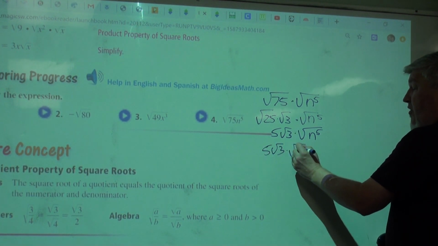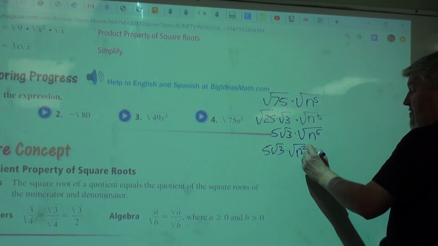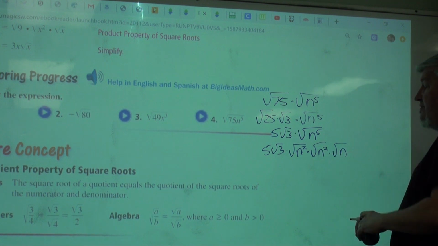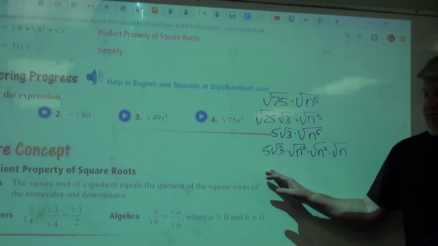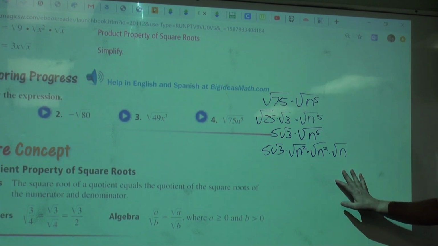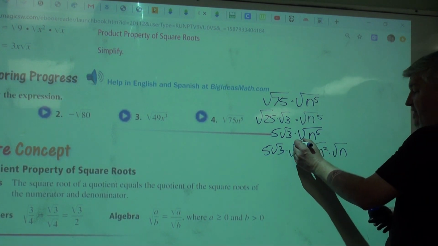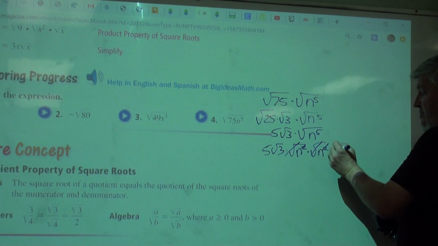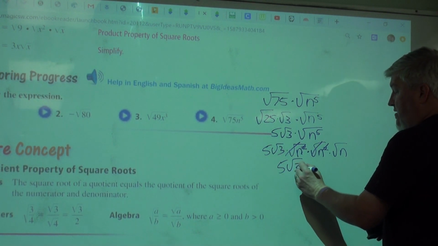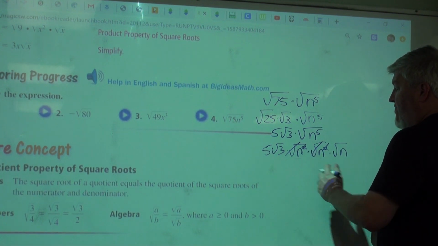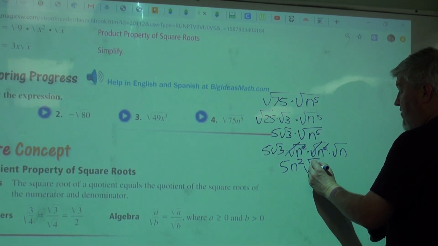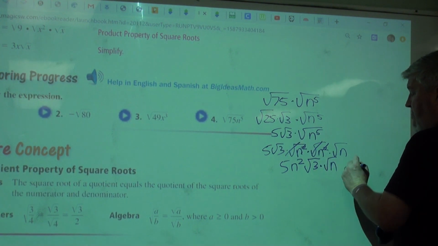Times the square root of n squared times the square root of n squared times the square root of n. That gives me 5 total n's: 2 here, 2 here, and 1 there, for a total of 5. Again, the square root cancels out the exponent. I'm left on the outside with 5 square root of 3. Let me do that again: 5 n squared square root of 3 square root of n.